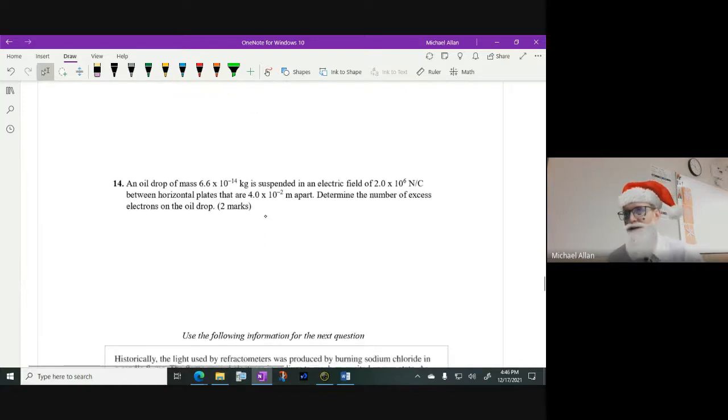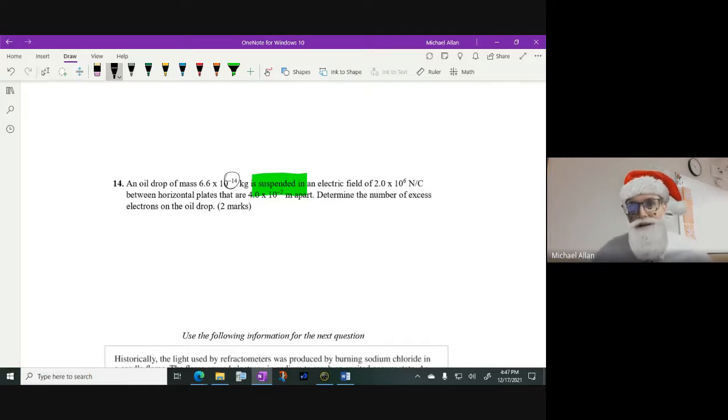Okay, the next one is very similar to two questions back. You've got this thing that's suspended or moving at a constant velocity or moving in a straight line. It means that there must be forces being balanced out here. We've got a relatively large mass, I know it's negative 14, but it's large compared to that electron, negative 31. And we've got an electric field. So we must have 2 forces, and the 2 forces are going to be gravity and the electric field balancing each other out. One's going up, one's going down.